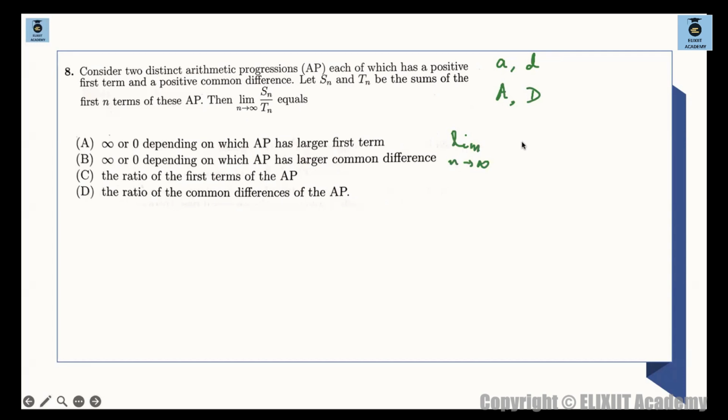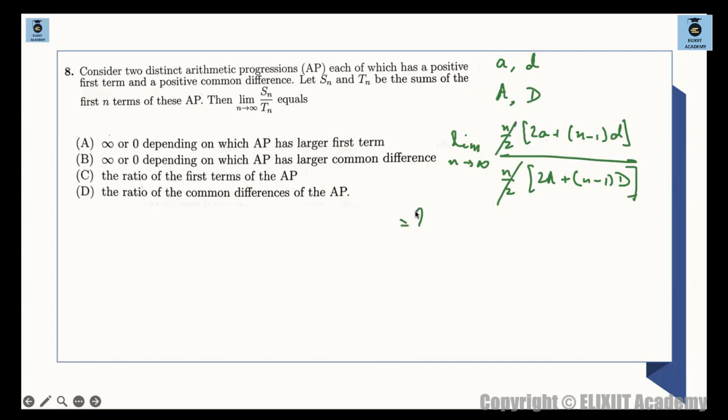What is Sn? The sum of the first n terms. The formula is known to you: n by 2 multiplied by 2a plus n minus 1 times d, divided by, similarly, n by 2 multiplied by 2A plus n minus 1 times D. The number of terms is the same for both, because both have n terms. Only the common difference and first term are different over here. So they are asking you to calculate the value of this thing. So n by 2 and n by 2 cancel out. So we are having limit n tends to infinity.